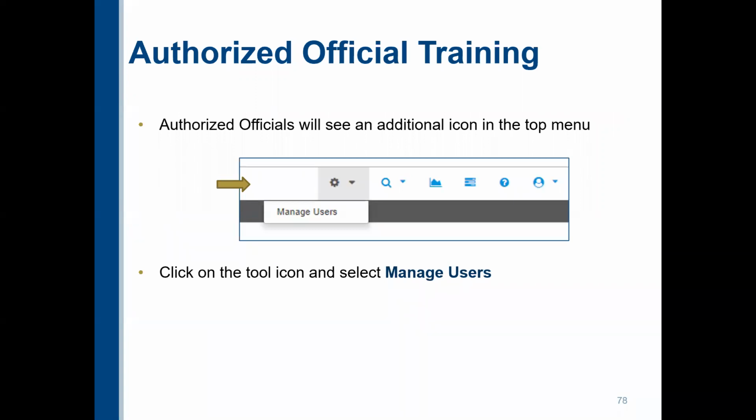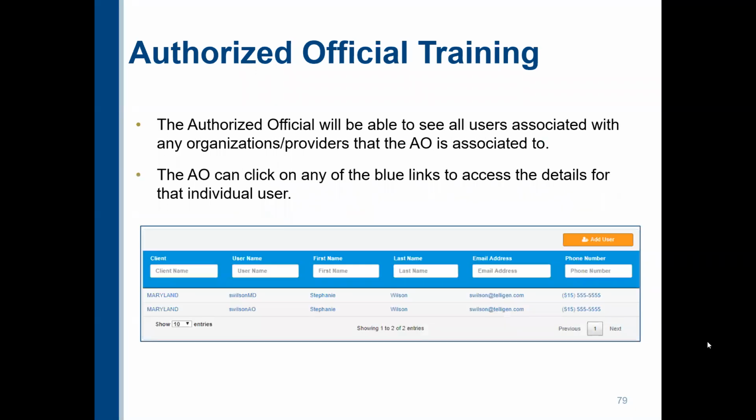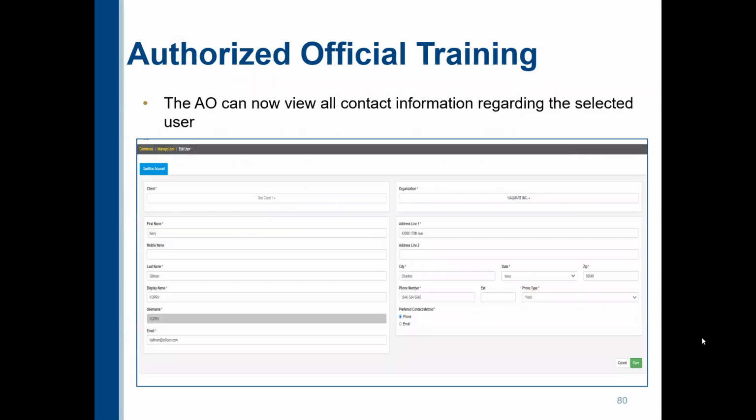Authorized officials will see an additional icon at the top of their menu. These are all the same standard as all the other users, but you'll see this little tool icon. You'll select that tool icon and select Manage Users. You'll then be able to see all the users that have been associated to any organization or providers that you're associated to. The AO can click on any of the blue links to access the details of that individual user. The AO can view all the contact information regarding that selected user. You can see it's primarily just demographic information, their email address, and which organizations they're associated to.